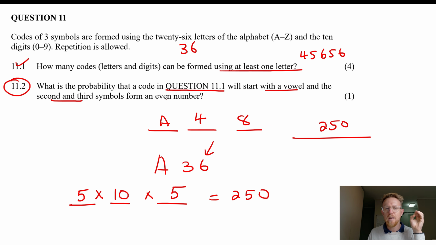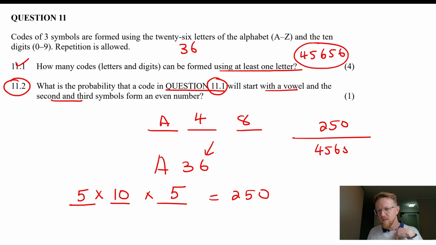But now they said that it must only be out of the codes that we formed in 11.1. So there were only 45,656 of those. And then if we had to go simplify this, it'll be 125 over 22,828.